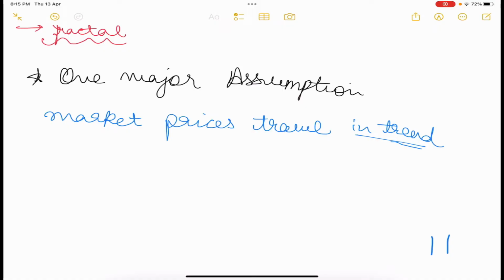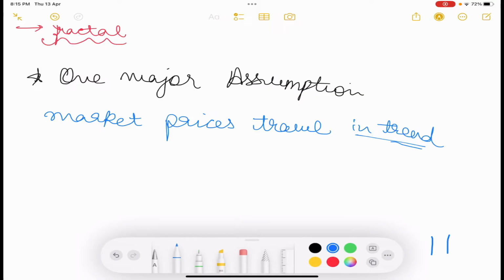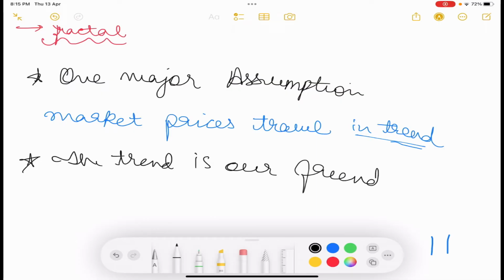Now, there are three things which you need to keep in mind. What are they? There are the basic strategy behind technical analysis. The trend is our friend. So this is the first thing you need to keep in mind.